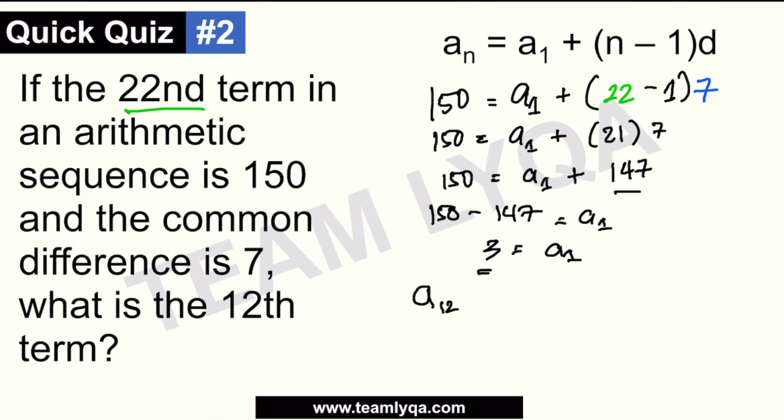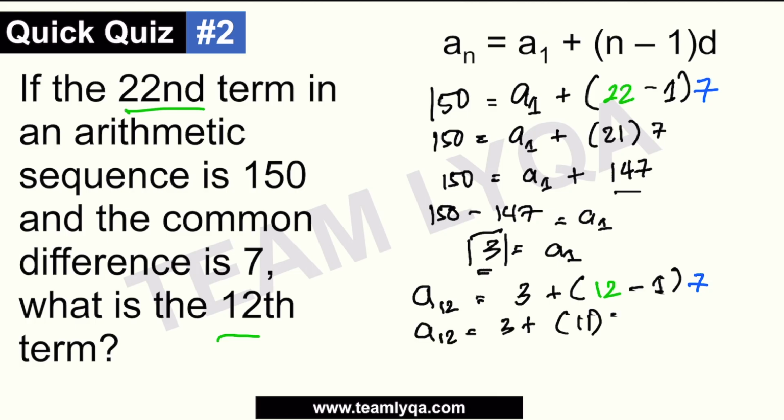So, A, this time, the 12th term is equal to A sub 1, which is 3, nakasolve natin kanina, plus, yung N, this time, we're looking for the 12th, so this will be 12, minus 1 times the difference, which is still 7. Okay? So, that would be 3 plus 11 times 7, or 3 plus 77. So, ibig sabihin nun, ang 12th term is 80. Okay? Sagot natin is 80.